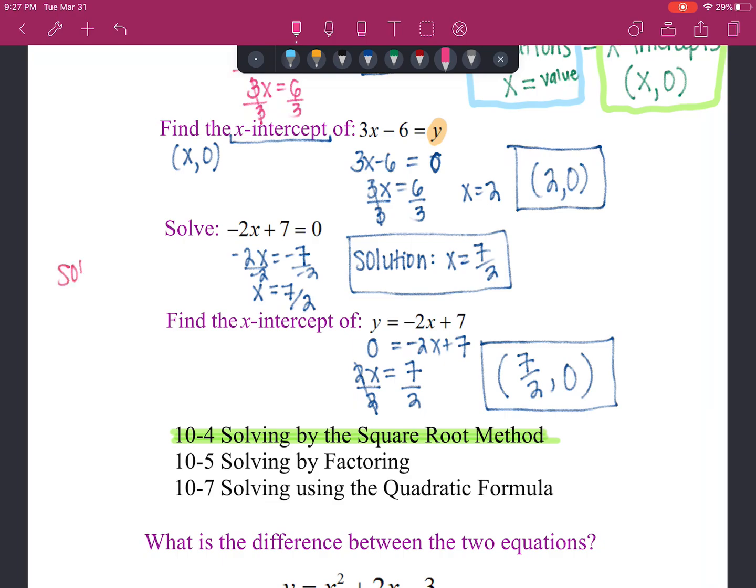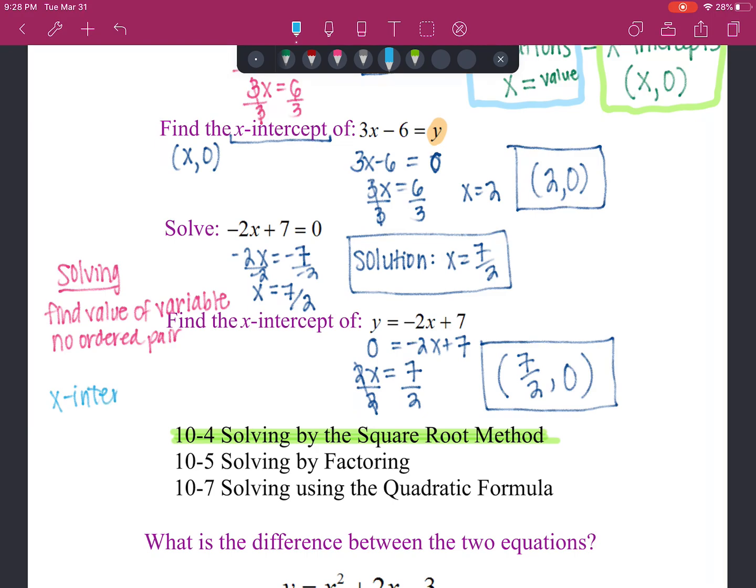So just as a quick recap over here, because we asked, what is solving? Solving is when you find the value of the variable. Find the value of the variable. And then there's no ordered pair. So you just have x equals.